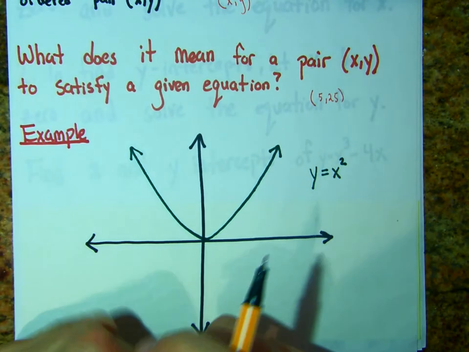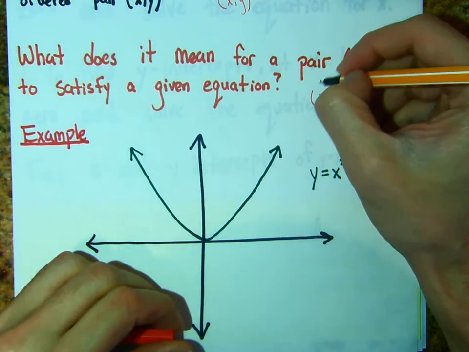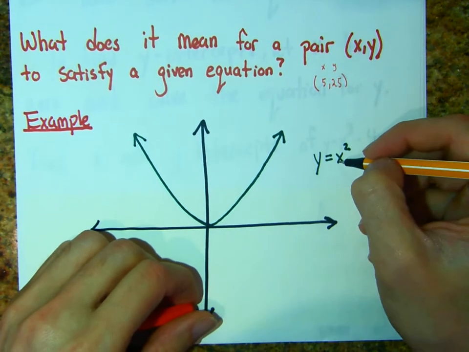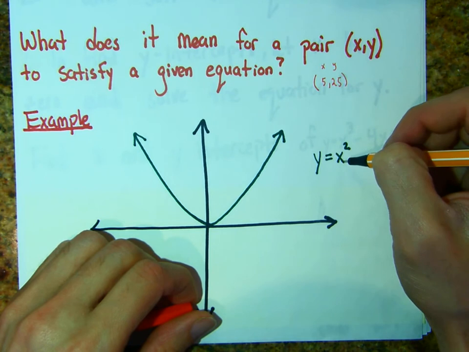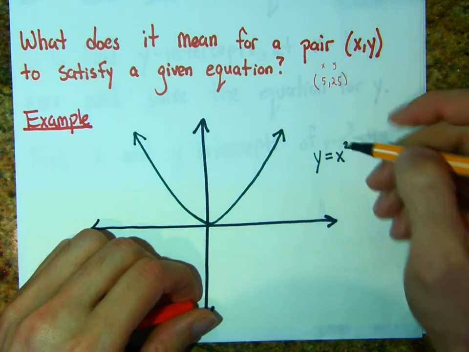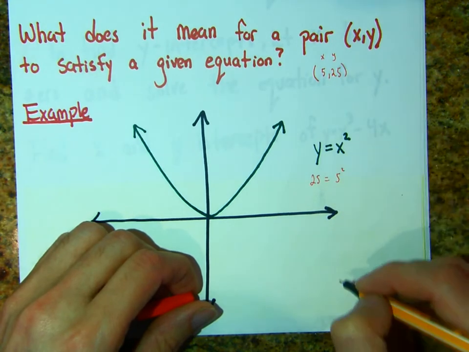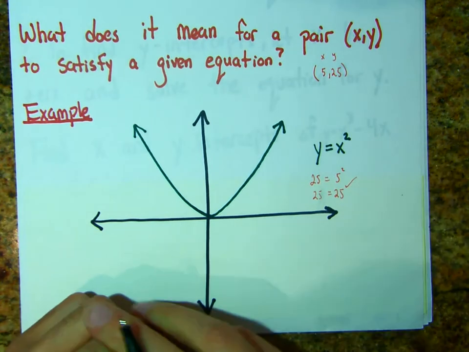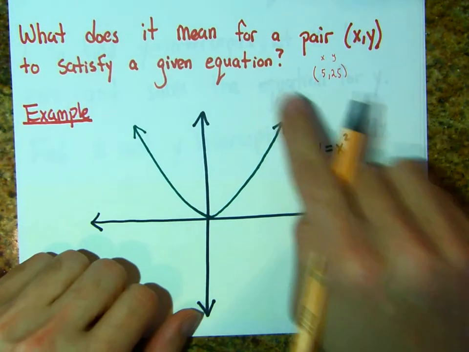So if you pause the video and you thought about it, does this point satisfy this equation? Well, let's see. This is my x value, this is my y value. So if y is equal to x squared, anywhere I see x, I could place 5. Anywhere I place 25, I'll put that for y. So does 25 equal 5 squared? And it's true. 25 equals 25, so check. So notice that this point satisfies this given equation.